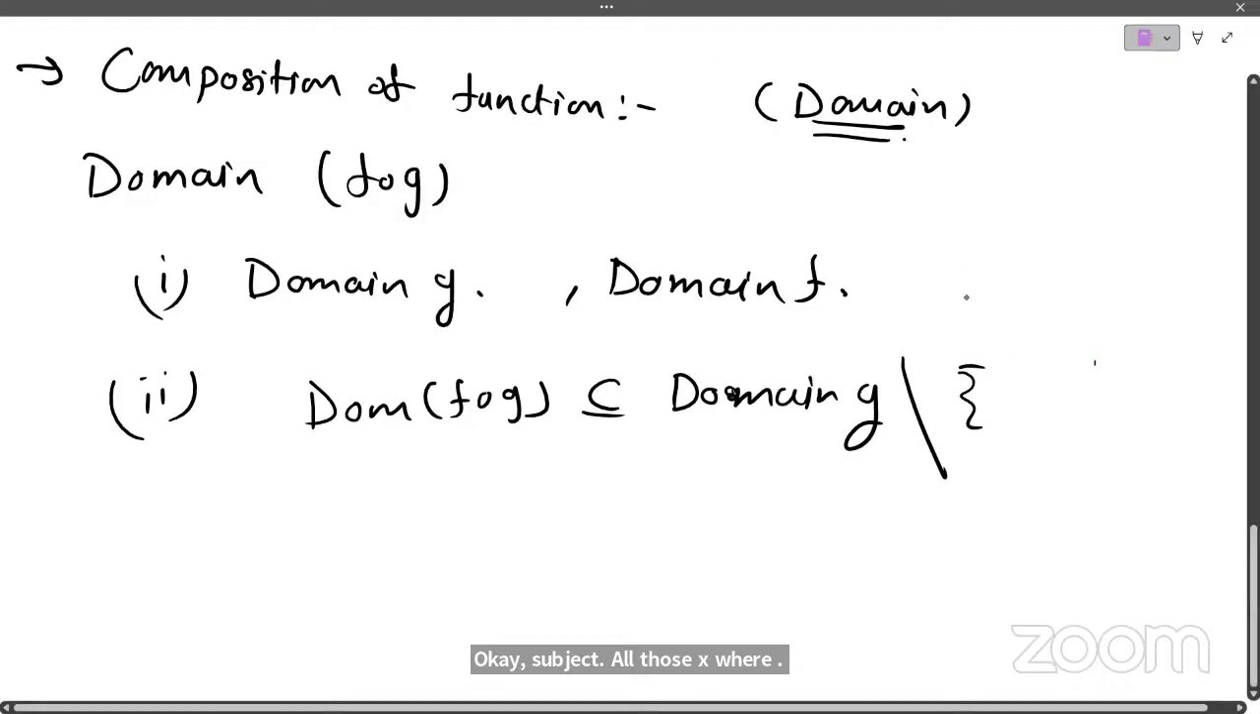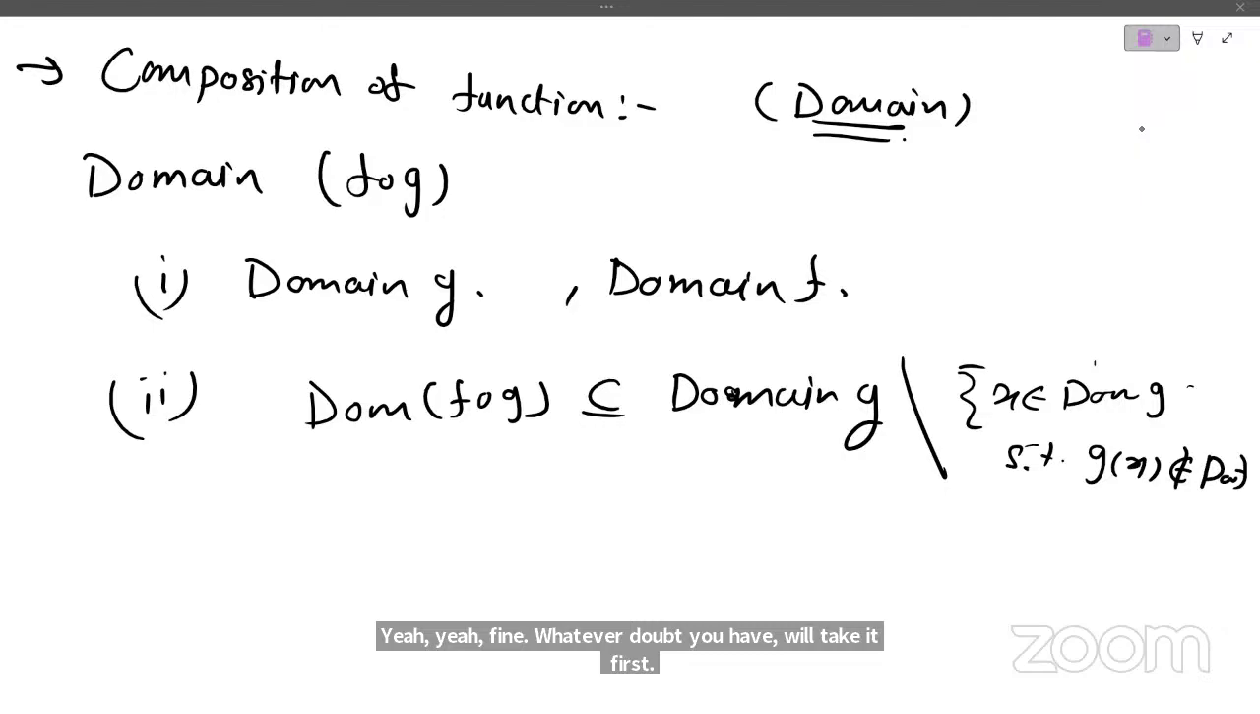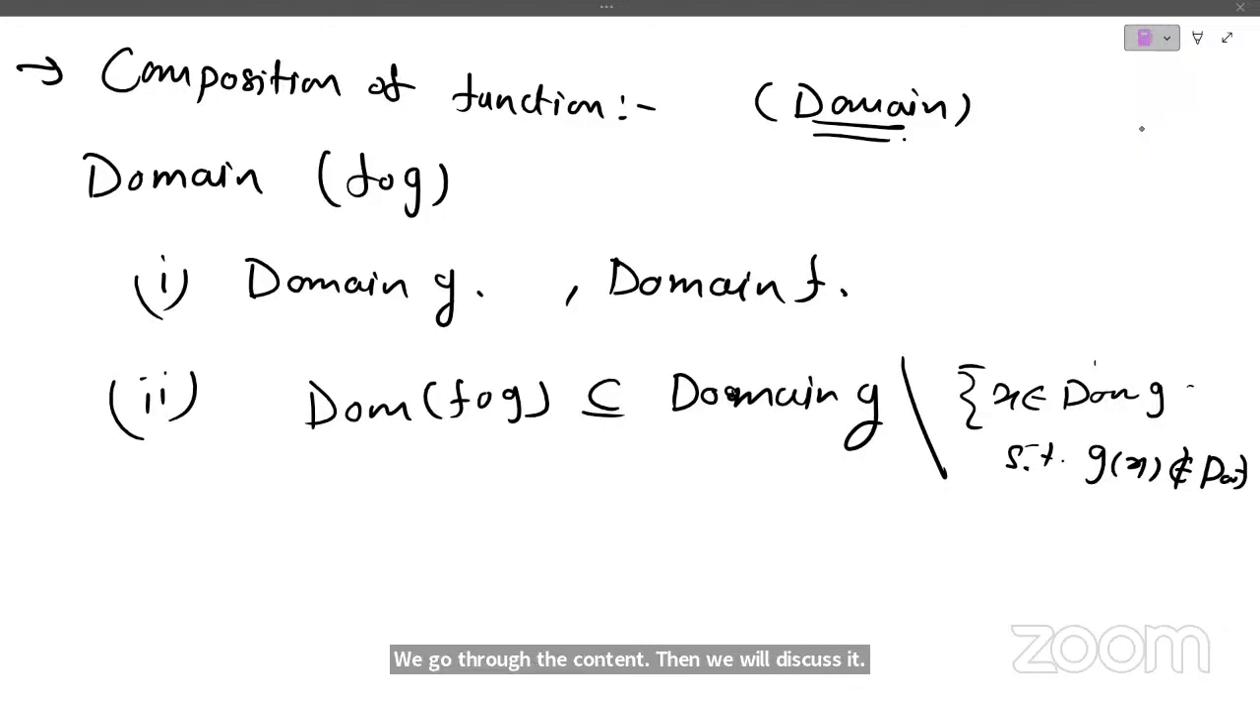So that means you have to remove all those x belonging to the domain of G such that g of x does not belong to the domain of F. That's what you have to do for finding the domain of F composite G, right? Here also you don't have to find the range. Whatever doubt you have, we'll take it. First, we go through the content, then we'll discuss it. This is how you find the domain of F composite G.